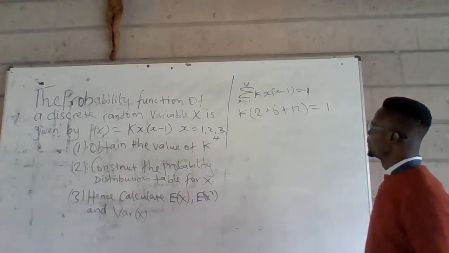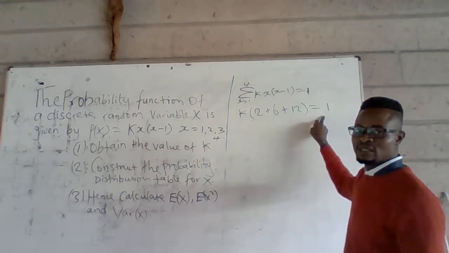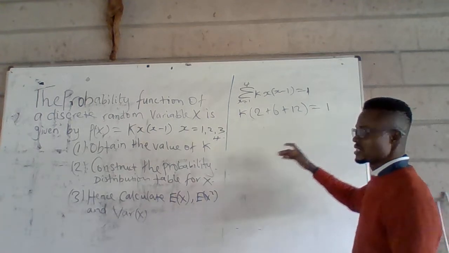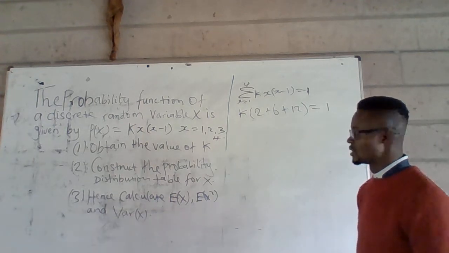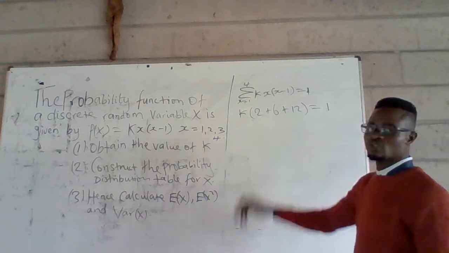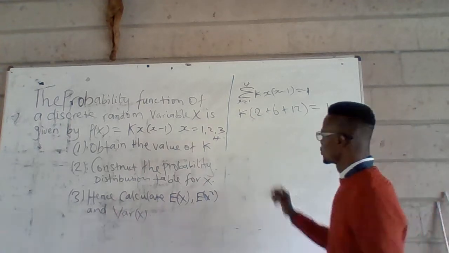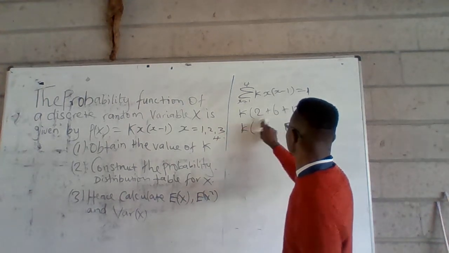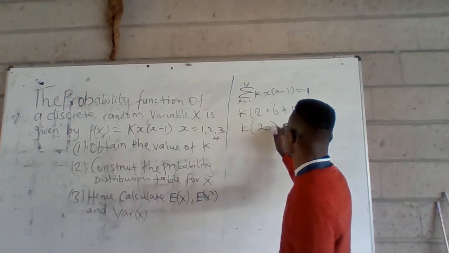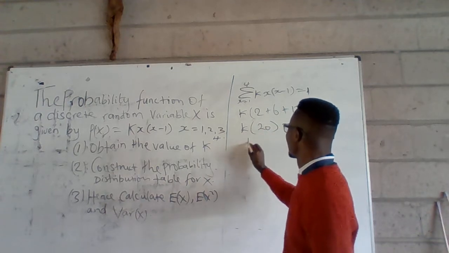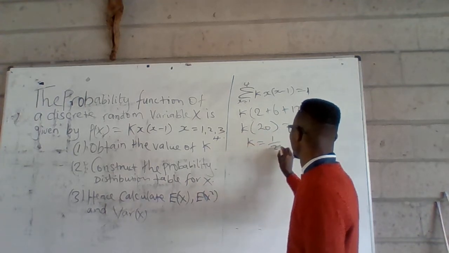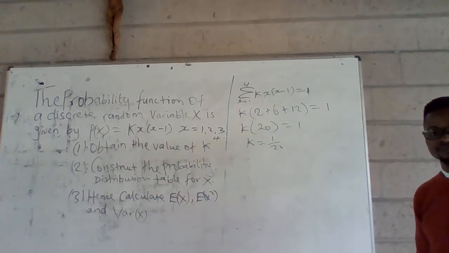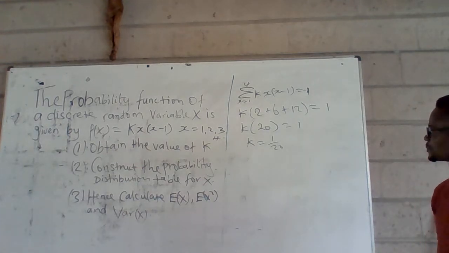Now, remember, it must be equal to 1 because we cannot represent this discrete variable as a constant. It must be in the form of a fraction. And our purpose is to look for the value of k. So k here times 2 plus 6 plus 12, which is 8 plus 12, that is 20, is equal to 1. So k is equal to 1 over 20. And that is the value for k. I hope we are together at that point.